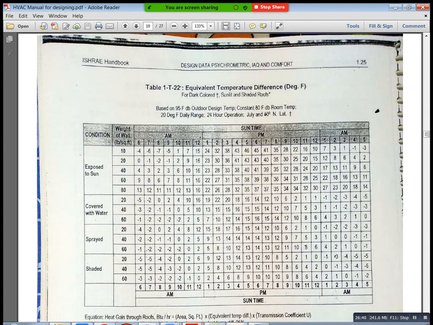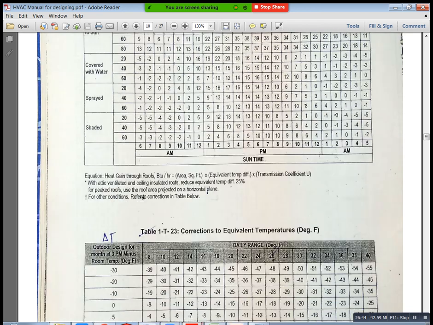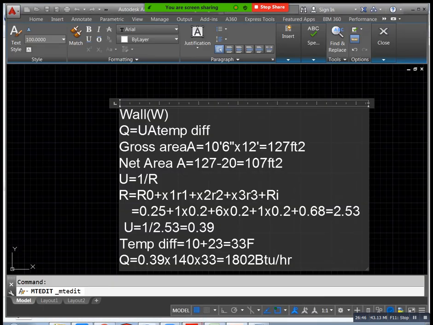Now I can mention 107 into 49 into 0.39. Okay, 2044.7. Now I can mention here 2045 BTU per hour. Now clear na? This is our wall heat load calculation.